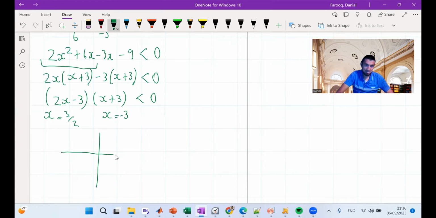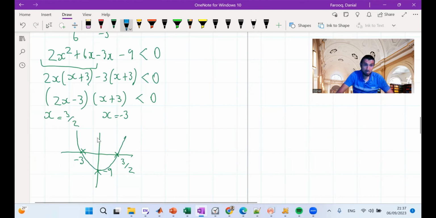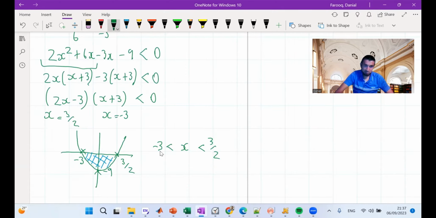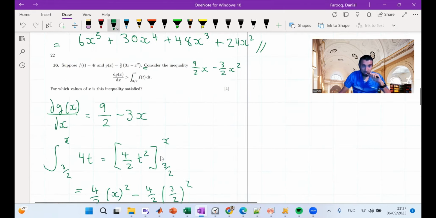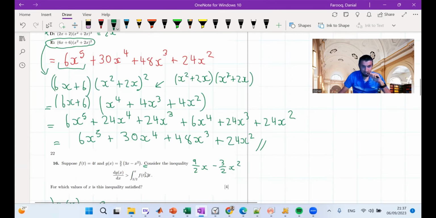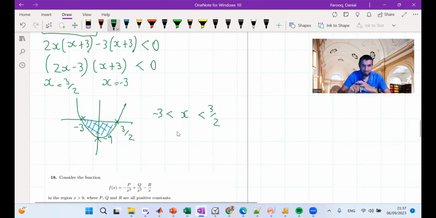So we can draw a quick sketch. We know the y-intercept is minus 9, so that is the C. x will equal minus 3 and 3 over 2. And it's a positive quadratic, so we'll look something like that. We're looking for the bit which is less than 0, so below the x-axis, which would be from here. So the values that satisfy it will be where x is less than 3 over 2 and greater than minus 3. And because there's no 'or equals' underneath there, we just leave it like that. Okay, that is the final answer.